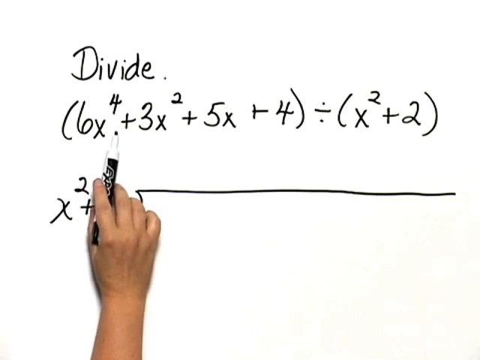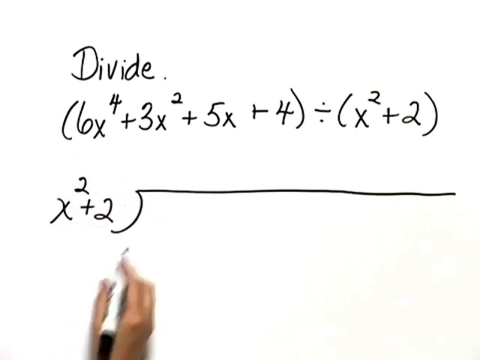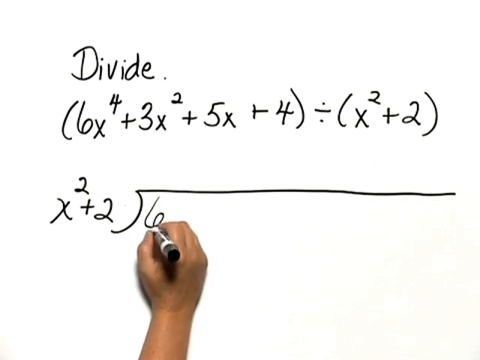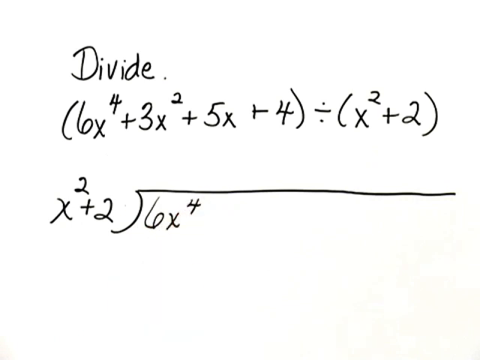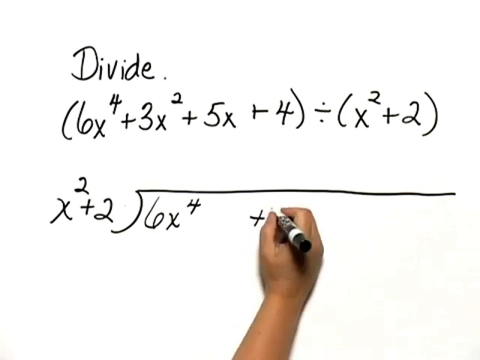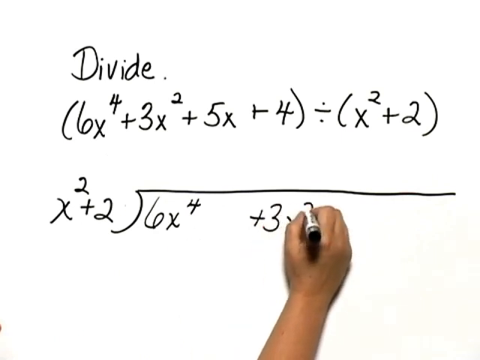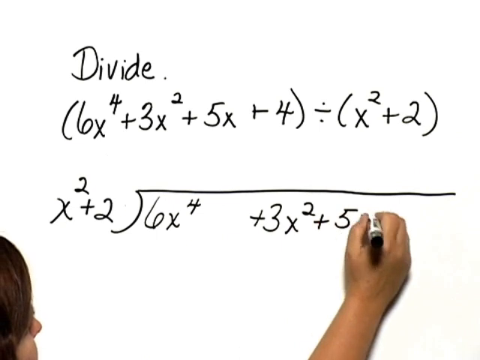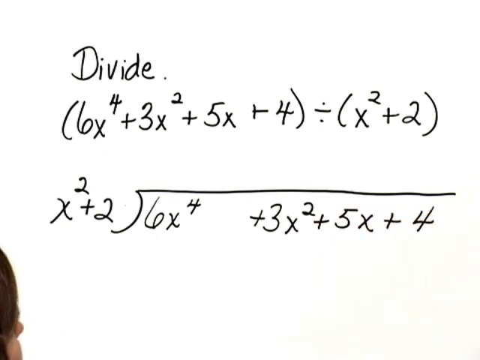There is no x cubed term. We call it a missing term, so I either leave space for it or write a 0. I'll just leave some space in case I need an x cubed column. So I have 3x squared plus 5x plus 4.